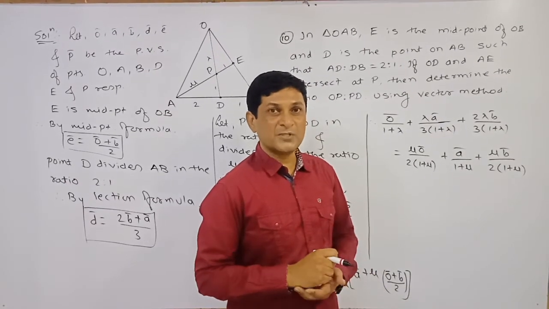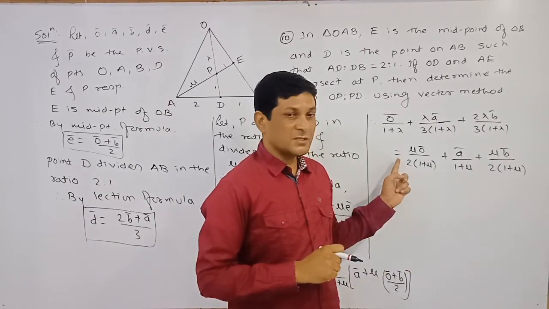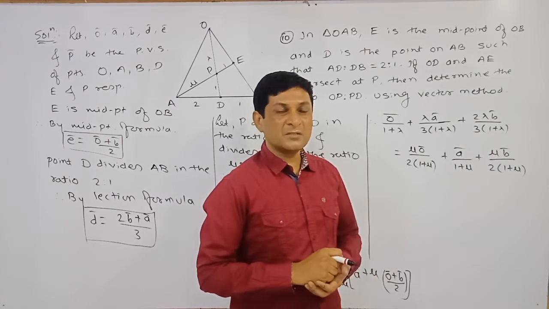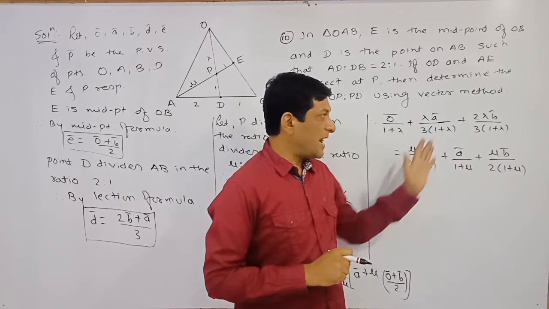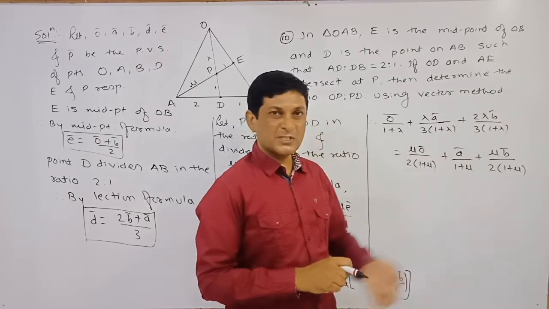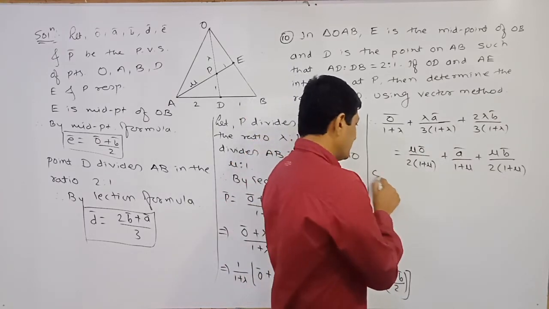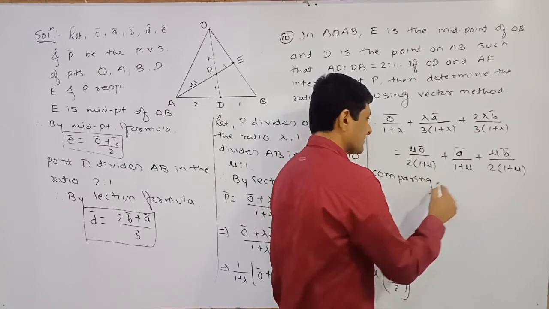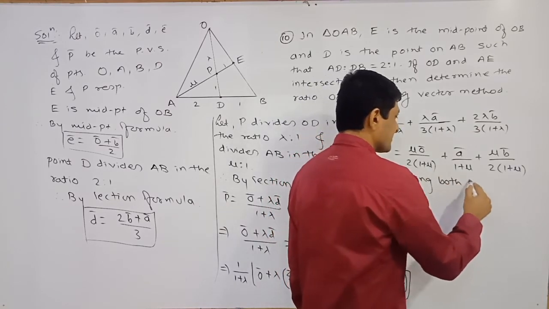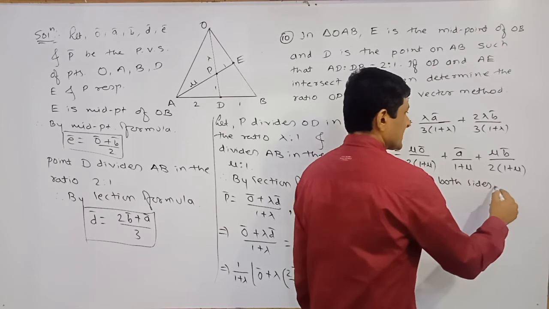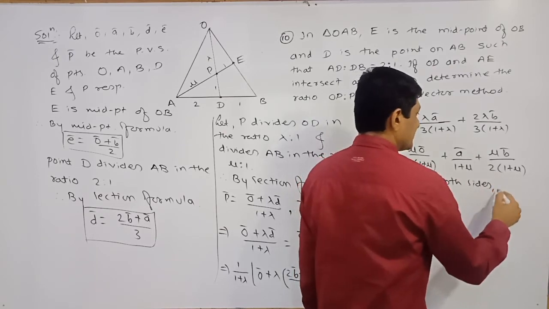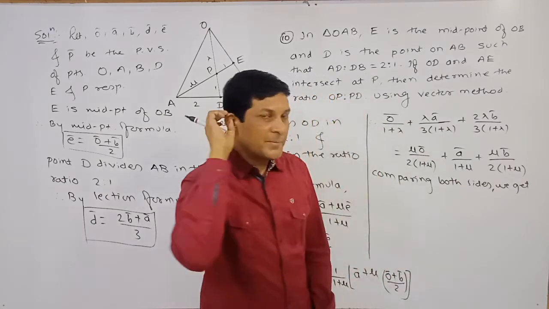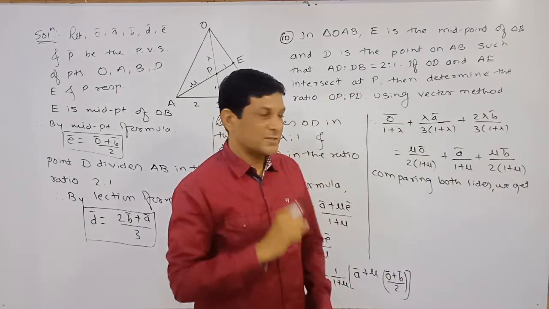But what we can observe here, these linear combinations are what? Equal. And we know that if two linear combinations are equal, means coefficient of O bar, A bar and B bar on both sides are equal. So comparing both sides, we get, let us see what we will get if comparing both sides.